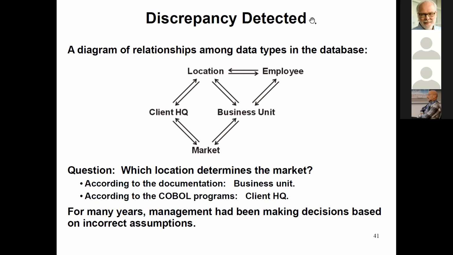And so according to the documentation, the market location should be New York, but the computer was determining the client headquarters to be Germany. So this is a serious error, and for many years, management was making business decisions based on incorrect assumptions.